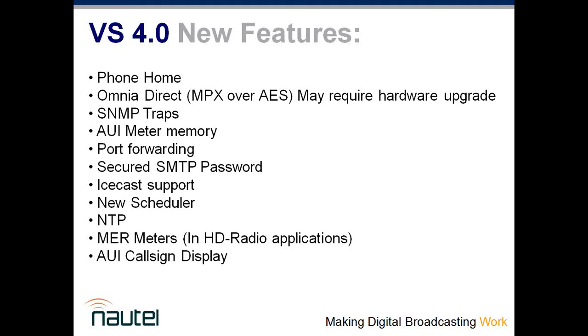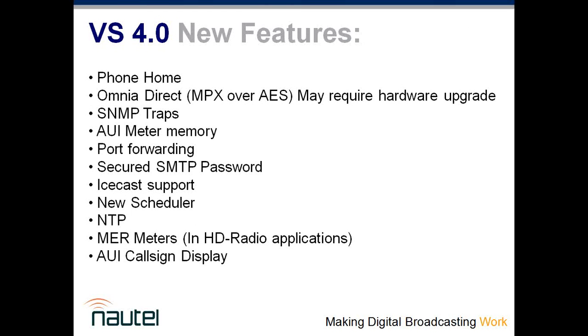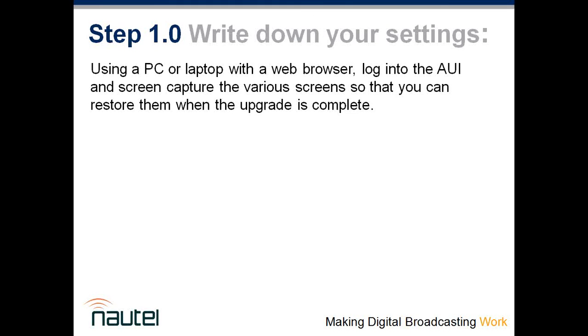And here's all the stuff that comes as a part of this upgrade. And we'll talk a little bit more about some of these in some detail. Nel Phone Home, which we'll go into great detail on for you. MPX over AES, also known as Omnia Direct. This may require a hardware upgrade. SNMP Traps, which Joey's going to explain for us. AUI meter memory, port forwarding, secured SMTP password, IceCast support, a new scheduler, NTP support to keep the time in your transmitter accurate, MER meters for HD radio applications, and the AUI call sign display.